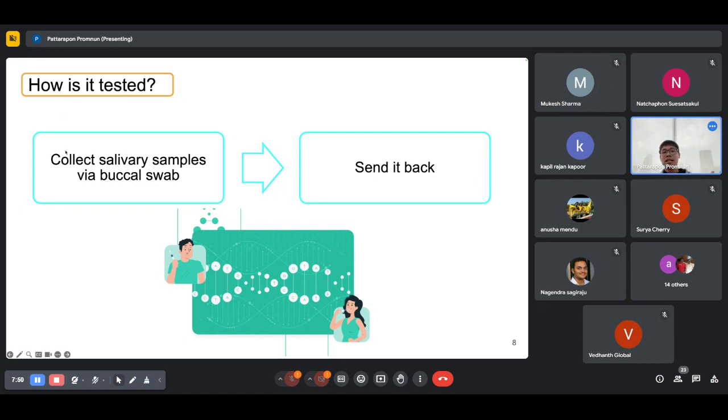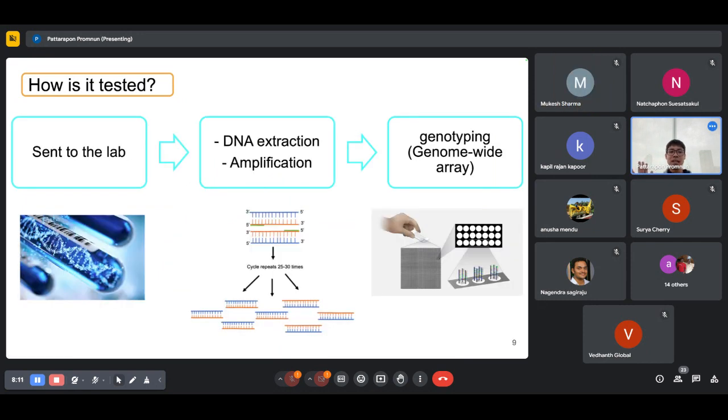But the collection of samples from saliva is very easy, and it is not invasive compared to a blood sample. So we use the buccal swab, just like during the COVID situation. It's very easy, and the customer will send the samples back to us, and then we send the sample to the lab. The lab will perform further processes such as DNA extraction or DNA amplification, in order to increase the amount and quality of DNA. This is the laboratory's job.